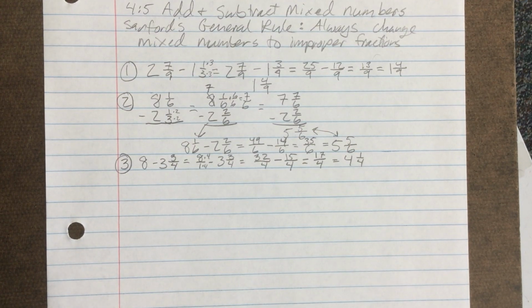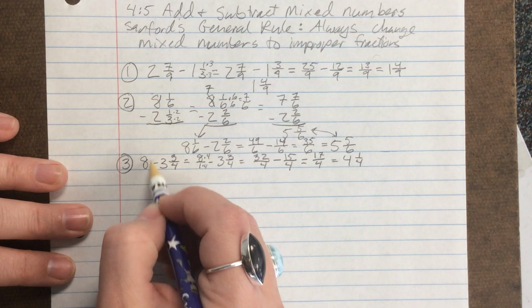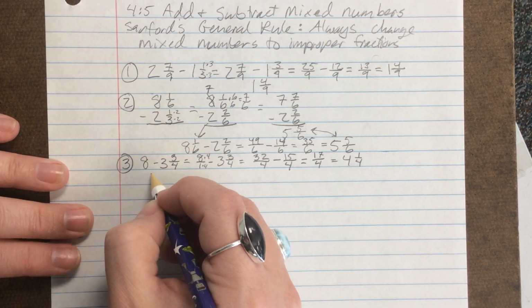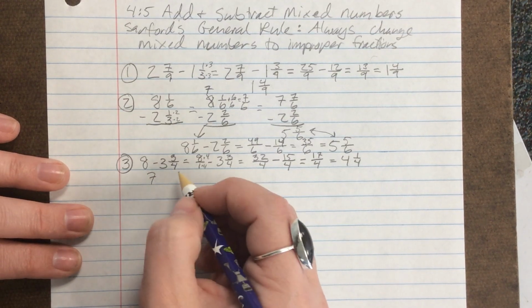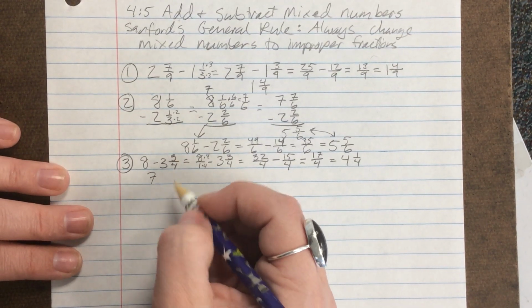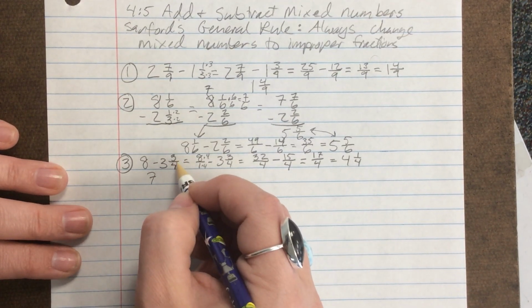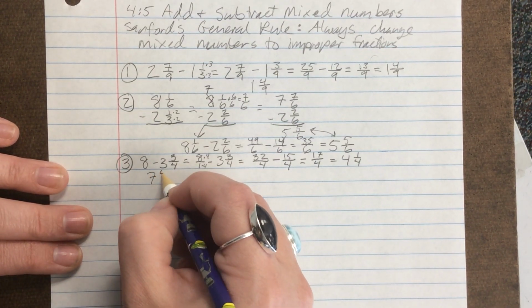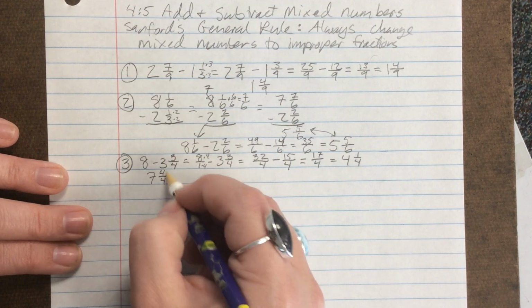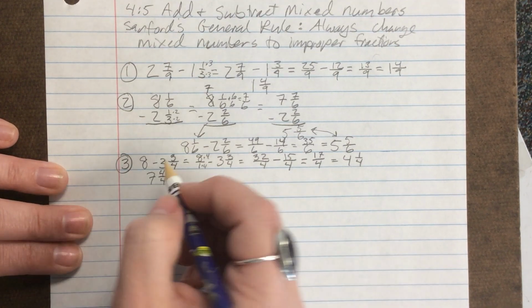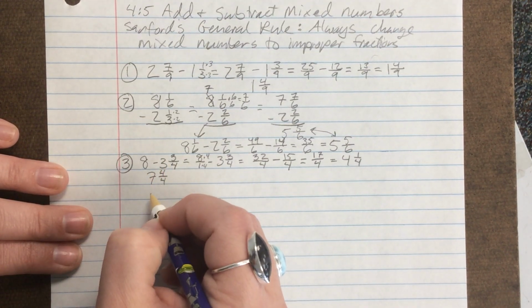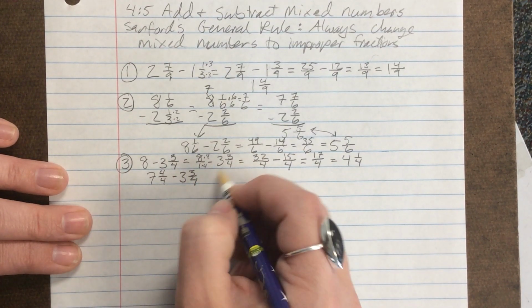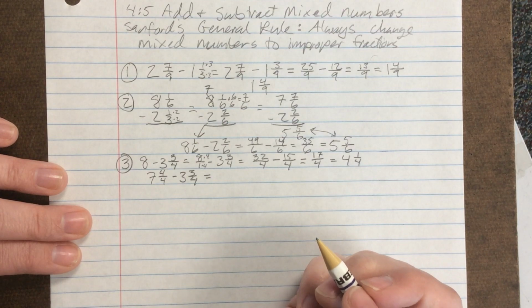If you want to do it the book's way, we can borrow 1 out of the whole number, so that 8 becomes a 7, and to write 1 in a fraction that has the same denominator, if we want it to have a denominator of 4, and we want it to be equal to 1, it will be 4/4, right? That is the same thing as 1. So this still technically is 8, and then minus 3 3/4.